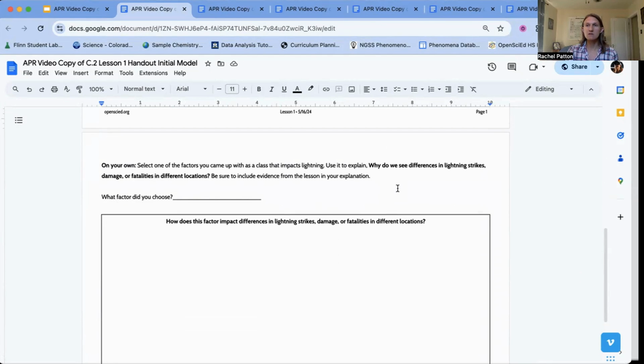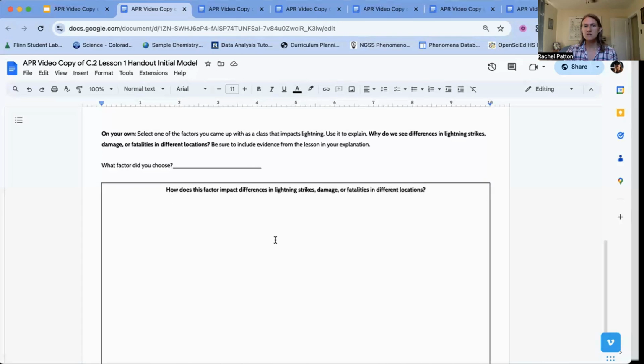Consider some of the factors that we thought about that we think impacts lightning. Remember the list that we saw in day one, either in this video or your class's list from day one. Pick one of those factors and write it on this line. And then try to answer that question. How do you think this factor impacts differences in lightning strikes, lightning damage, or lightning fatalities in different locations?